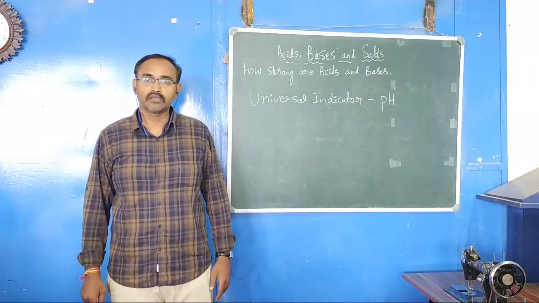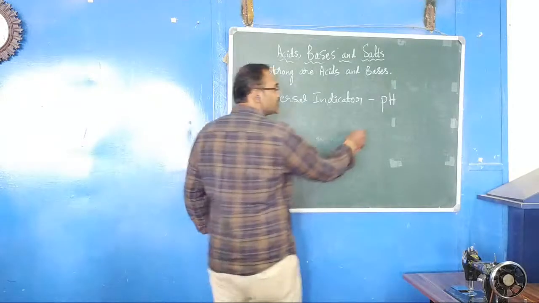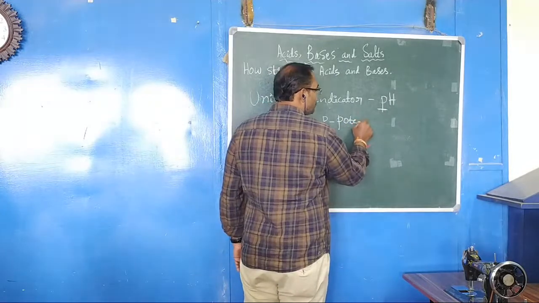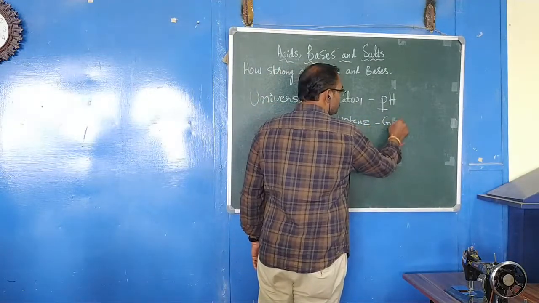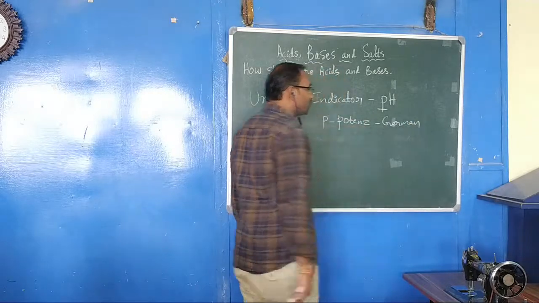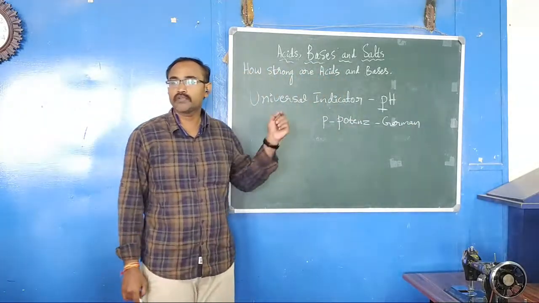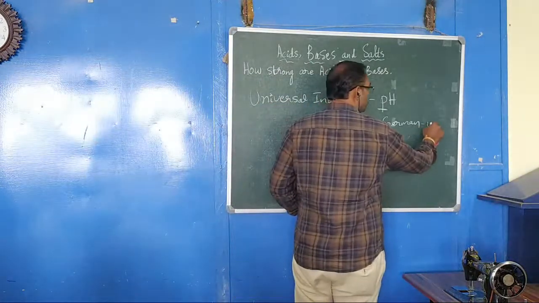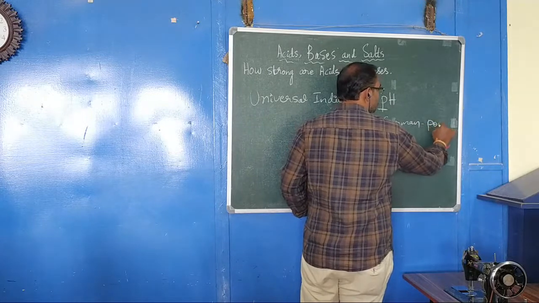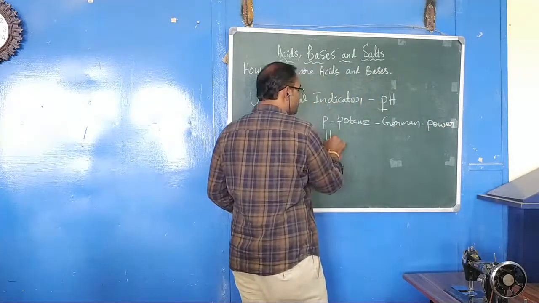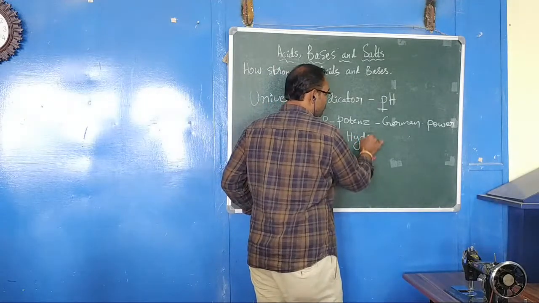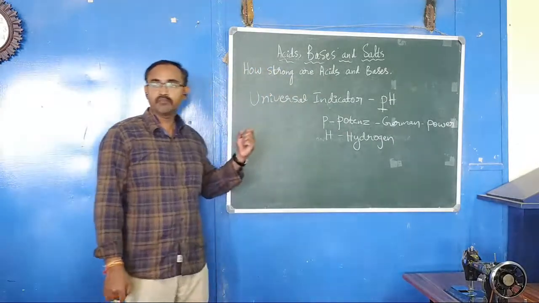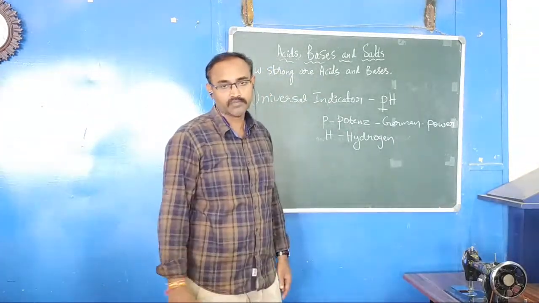So the letter P represents potence. It is taken from German. It is a German word. The meaning of it is power. And H represents hydrogen. So pH we can simply tell as the power of hydrogen.